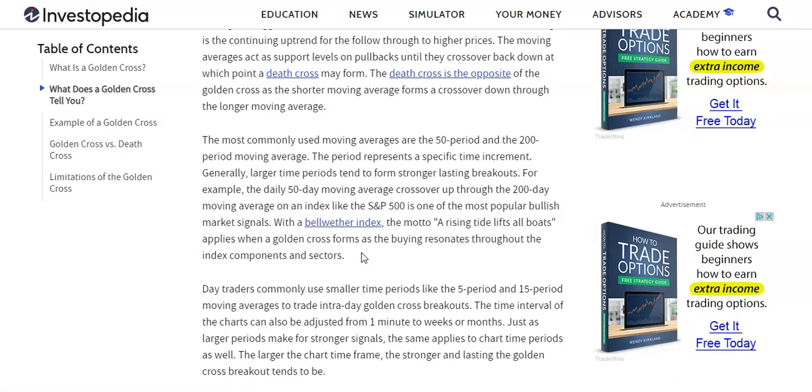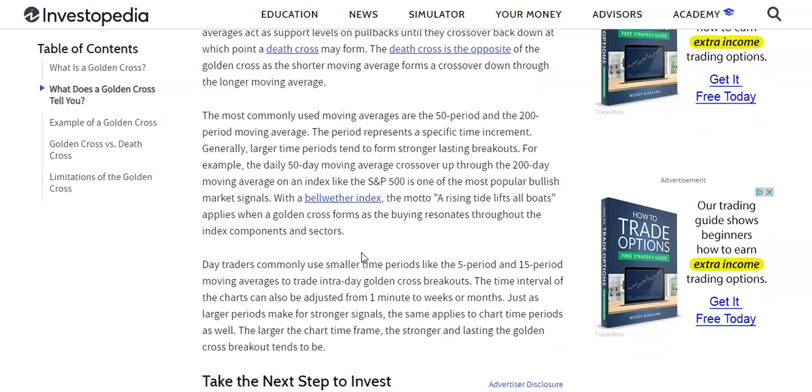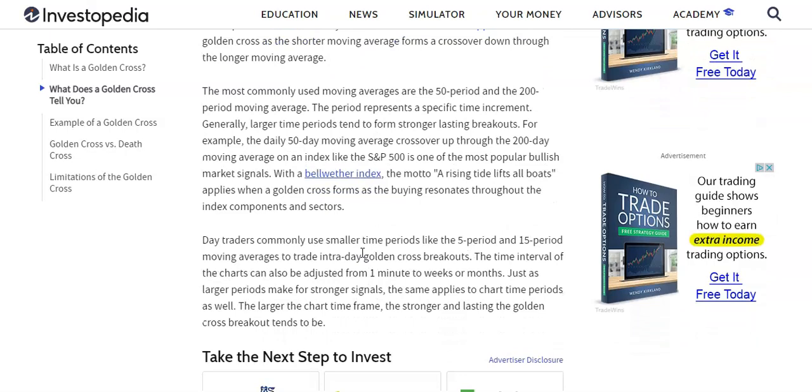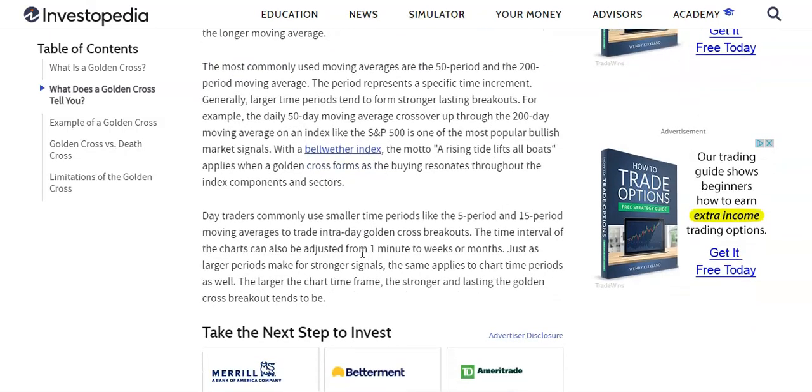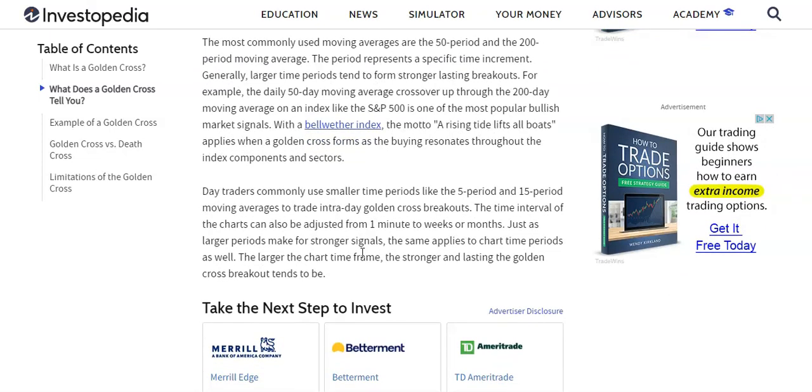The moving averages act as support levels on pullbacks until the crossover back down, at which point a death cross may form. The death cross is the opposite of the golden cross, as the shorter moving average forms a crossover down through the longer moving average. The most commonly used moving averages are the 50 period and the 200 period moving averages. The period represents a specific time increment.